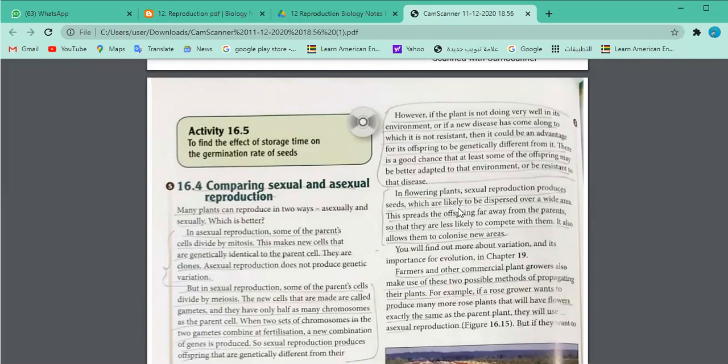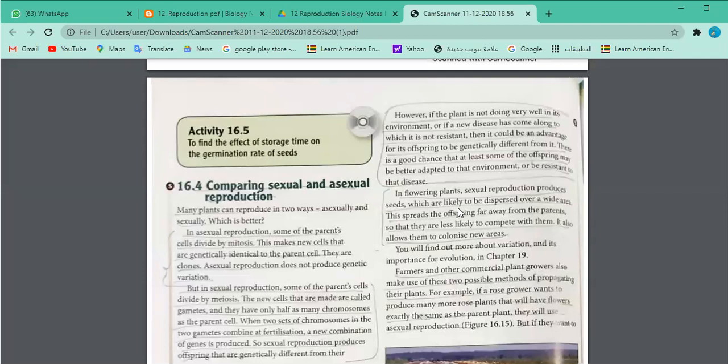In the case of banana, if you don't cut these suckers, it will grow the same plant in the same area. Finally, they will compete for nutrients and water, and the fertility of the soil will be very low to give you a good crop. It is a suicidal action against themselves. They will kill their own generation this way. So this is a bad point.